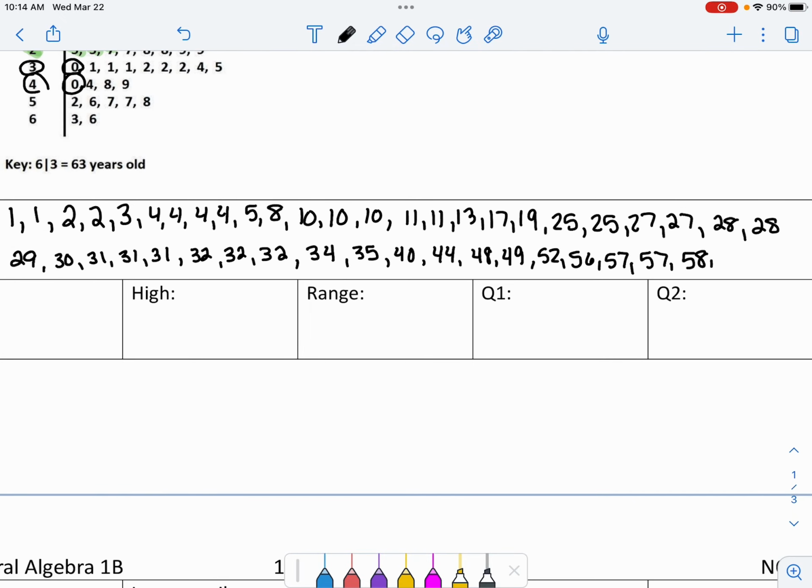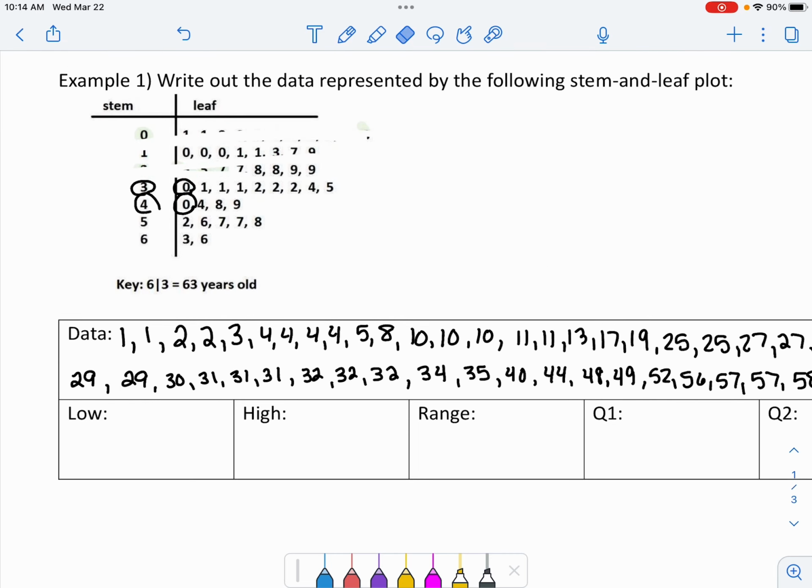This is what happens when you make notes super fast. And then can you do the last two for me? 63 and 66. Okay, wow, that was a lot. How many data items were there altogether? Can somebody count them? I'll count them too, for anybody watching the video. I got 47 as well.